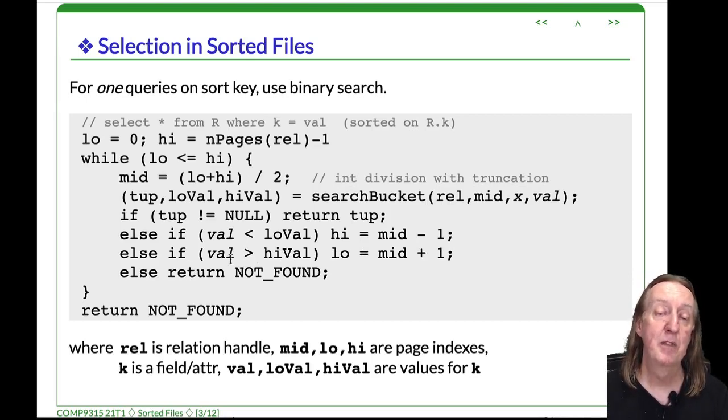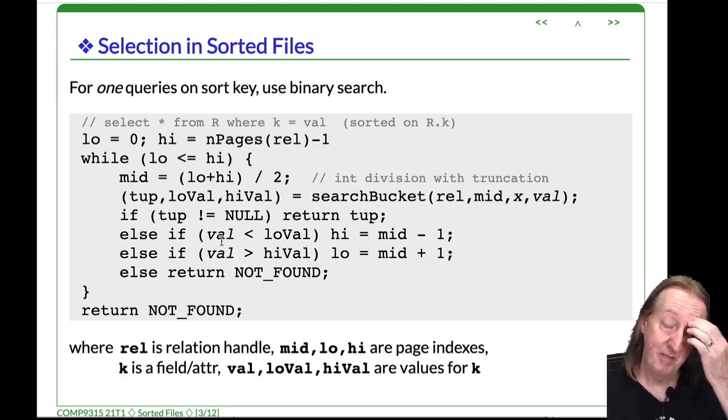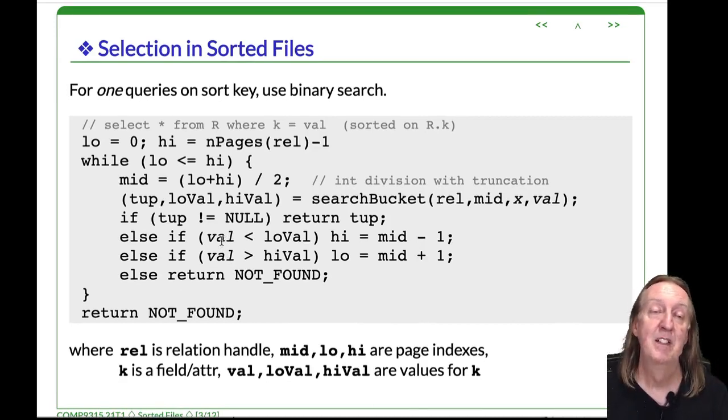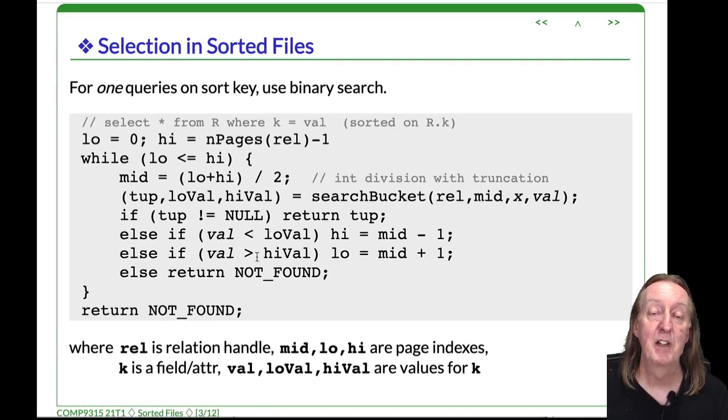Otherwise, if the tuple's null and the value is not less than the low value and not greater than the high value, then clearly there is no tuple with this particular value. Also, if we reach a point where low becomes greater than high, we know that there is no such tuple in the table.